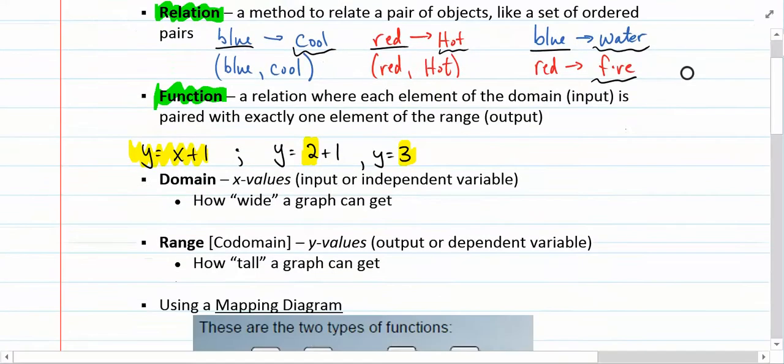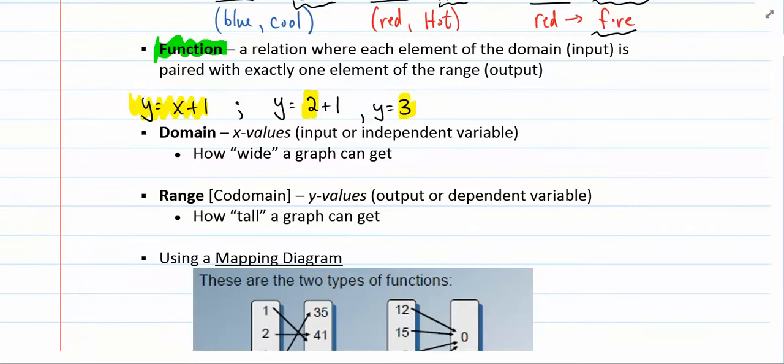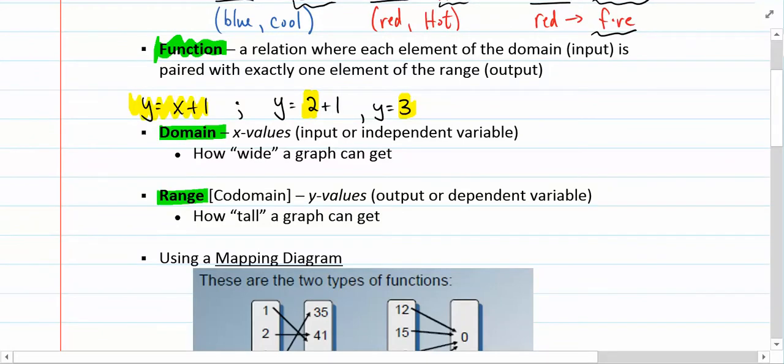I'm going to use some more examples to further explain this idea in just a moment, but before we get to those examples, let's talk about the last two vocabulary words that I'd like to discuss today, and that's domain and range. The domain of a function is its x values. These are sometimes called the input or the independent variables. This also represents how wide a graph can get. When I show a function on a coordinate grid, we decide how wide the function becomes, and that represents our domain.